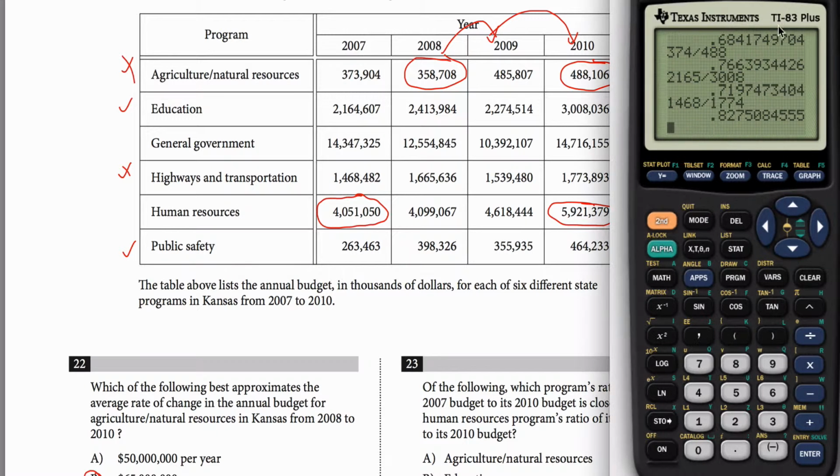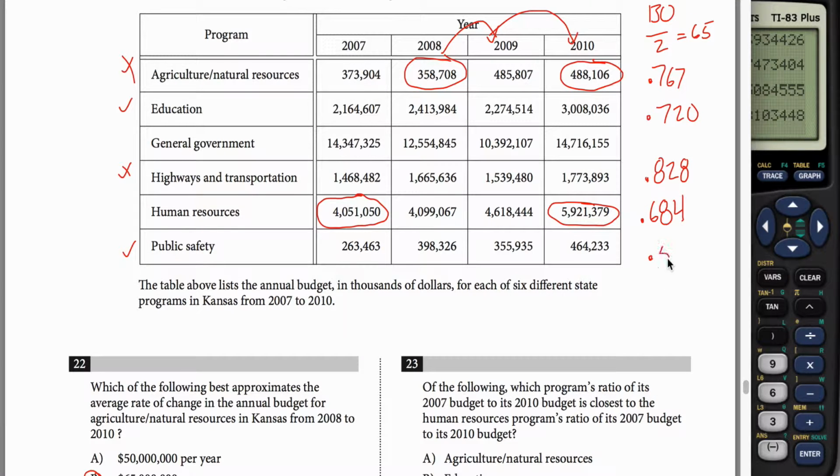Public safety, it's the last one I got to do. 263. For this one, since these numbers are pretty small, maybe it would make sense to include another decimal place. You can if you want. But I'm just going to call it 263 and divide that by 464. And what I get for my answer is 0.567.